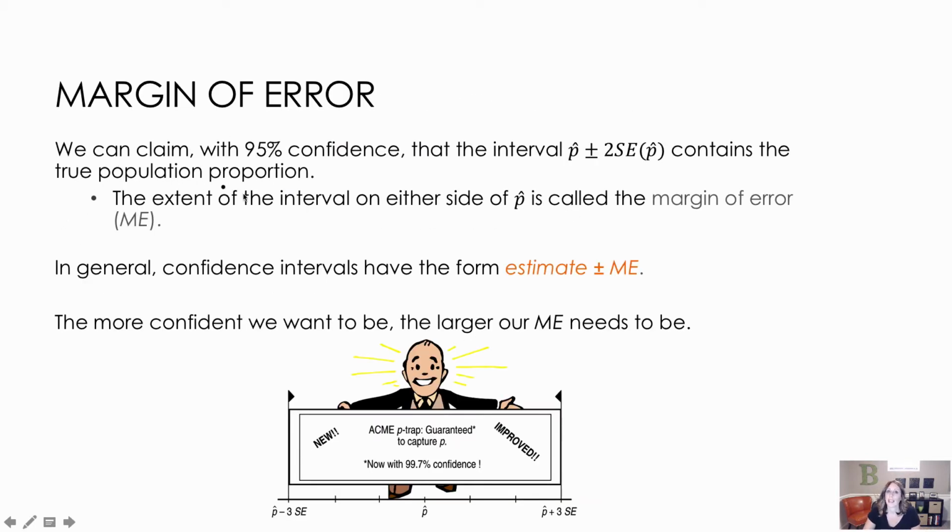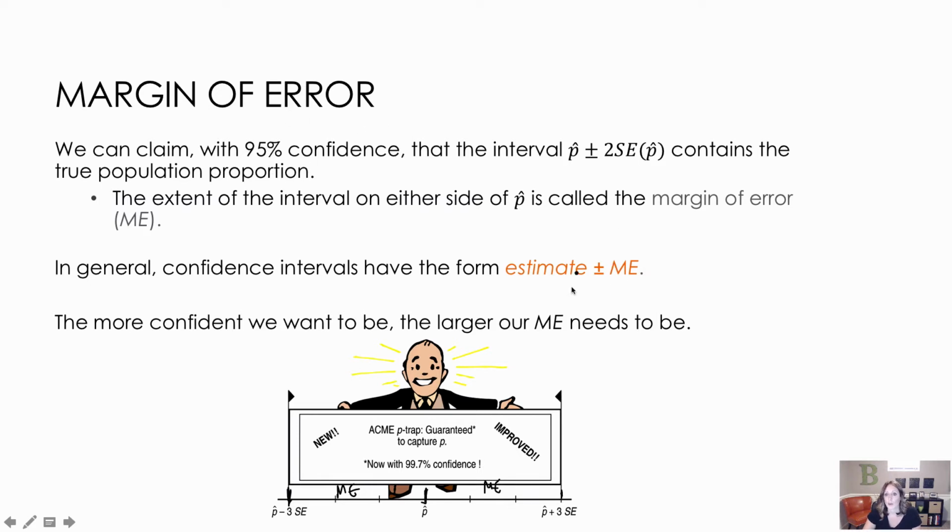So again, we're looking at a 95% confidence, so we can claim that the interval of p hat plus or minus 2 standard errors of p contains the true population proportion. So the extent of the interval on either side is called the margin of error. That means this is the margin of error, and this is the margin of error on each side. So in general, confidence intervals have the same form: estimate plus or minus margin of error.